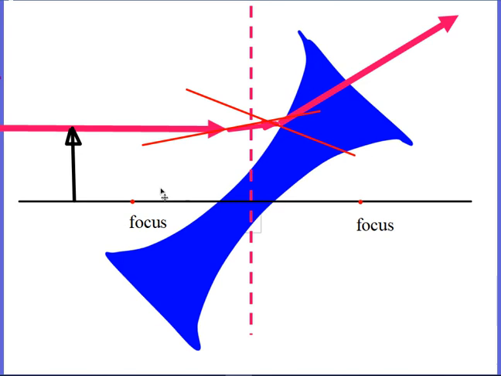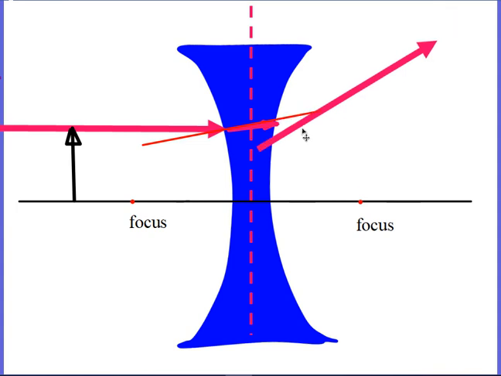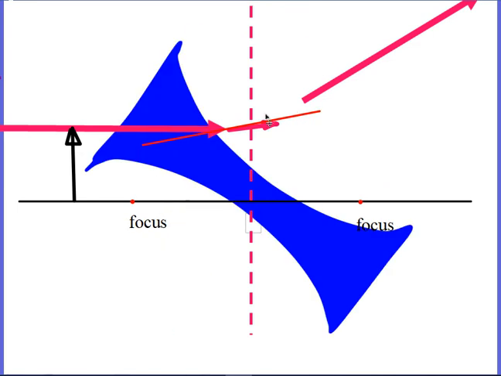is light which has been diverged. I'm trying to go fast.